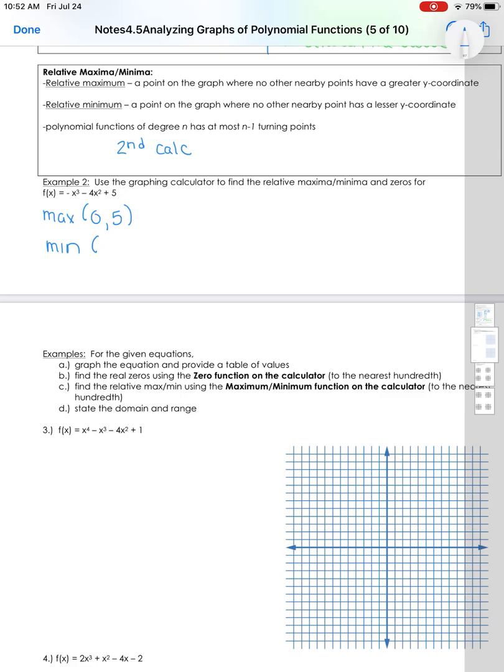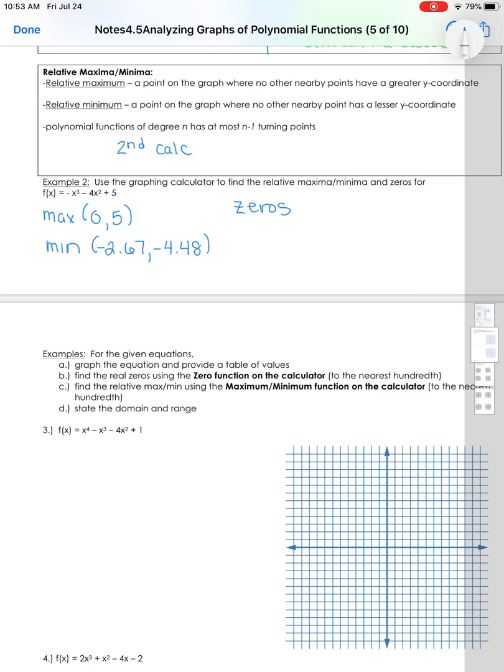So now let's do minimum. We're going to do second trace and pick number 3 this time for minimum. The cursor is going to leave you in the same spot, so you have to drag that cursor all the way down to that valley. You want to be left of that lowest point and hit enter. Then you move the cursor to the right of that point and hit enter. Then it says guess. You don't want the guess, so you hit enter one more time. You're going to get decimals, so we're going to round to 2 places. It should be in the ballpark of negative 2.67, comma, negative 4.48 for that minimum value.